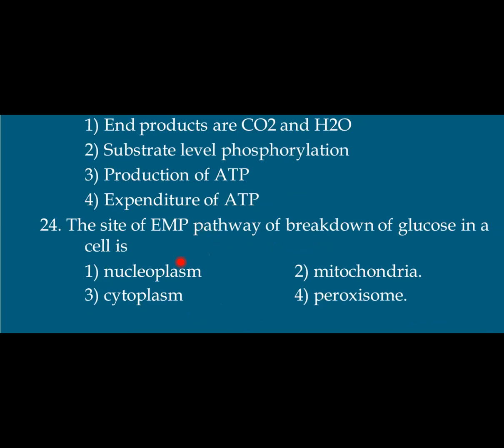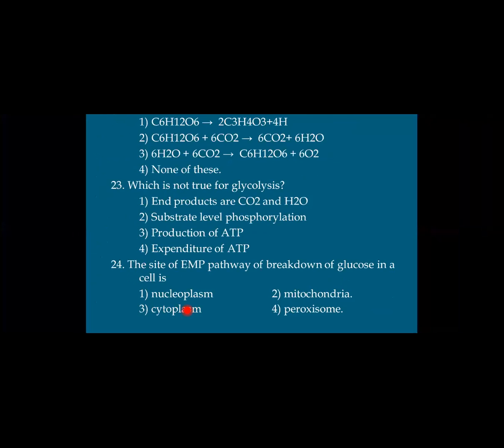Question number 24. The site of EMP pathway of breakdown of glucose in a cell is? Very simple direct question. Nucleoplasm, mitochondria, cytoplasm, peroxisome. So what is the answer? You all know that the answer is 100% cytoplasm. EMP means Embden Meyerhof Parnas, which is nothing but glycolysis. Name of scientists. You say EMP, you say glycolysis, both are same. Where does it occur? In the cytoplasm. Option 3 is the right answer.